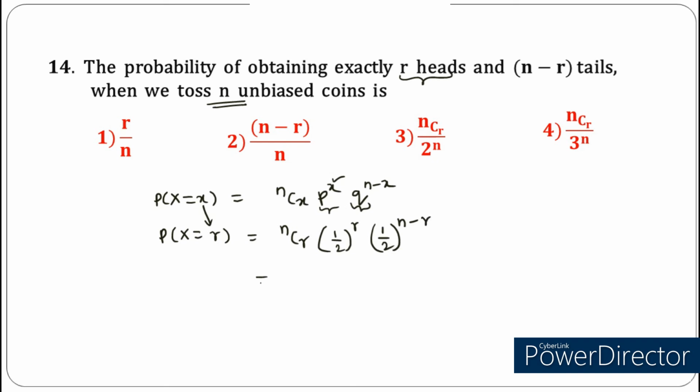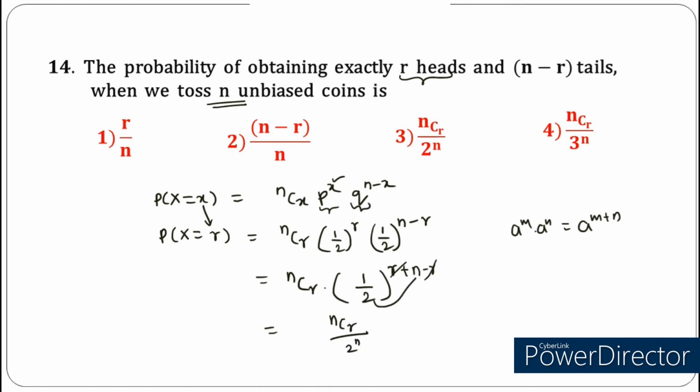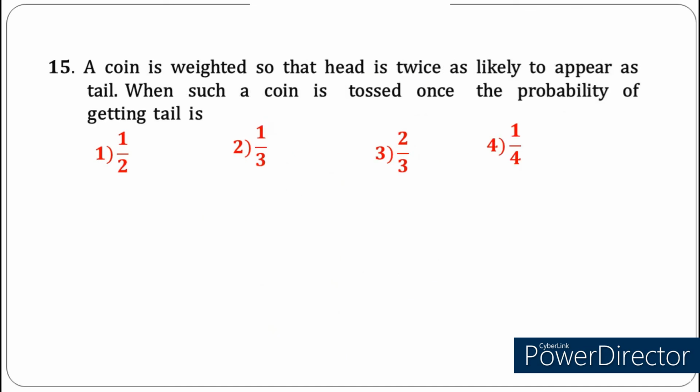Now see here, NCR. Now see, 1 by 2 raised to R, 1 by 2 raised to n minus R, we can write as 1 by 2 raised to R plus n minus R, because a raised to m into a raised to n is a raised to m plus n. Now minus R plus R cancel. NCR into 1 raised to n is nothing but 1. So we can write NCR divided by 2 raised to n. NCR divided by 2 raised to n, right? Which option? Option 3.